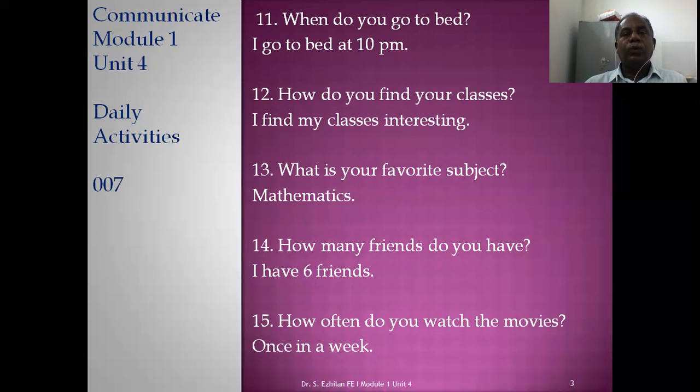When do you go to bed? I go to bed at 10 p.m. If you go at 10 p.m., then say 10 p.m. If you go at 11 p.m., then you can say 11 p.m. That depends on when you go to bed, you mention the time. So when do you go to bed? I go to bed at 10 p.m.